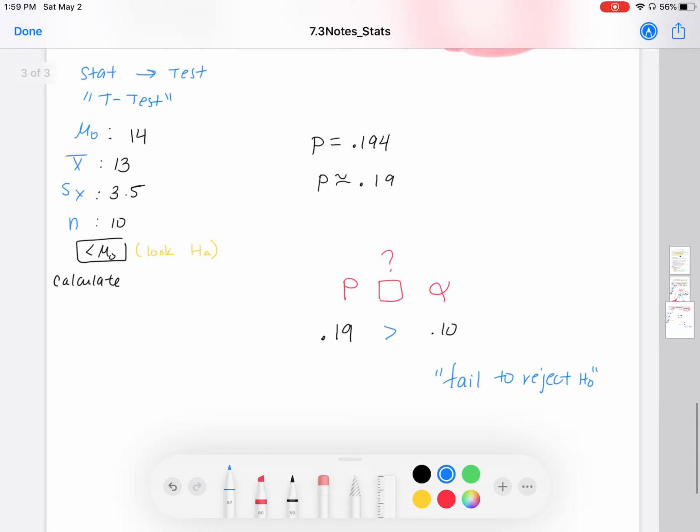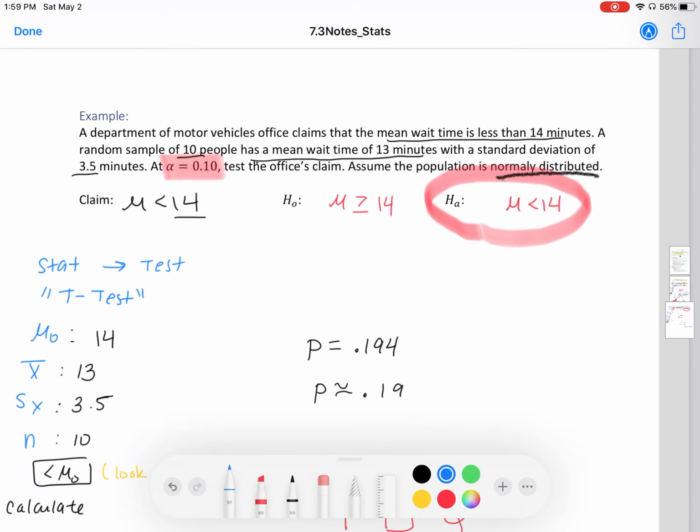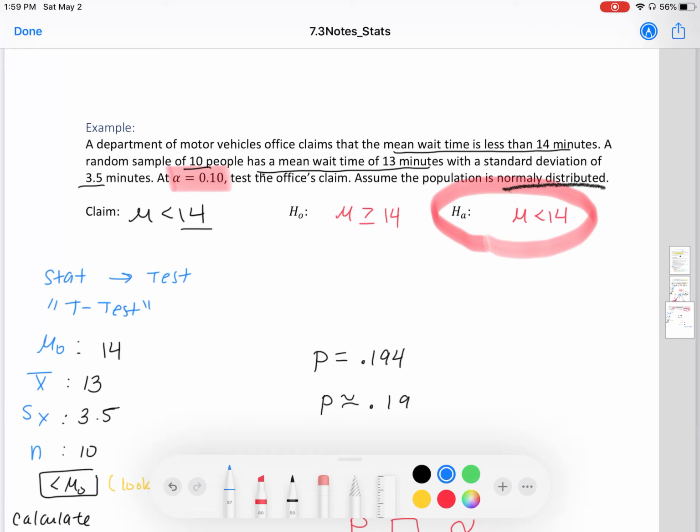All right, and that's it for this section. Now, before you're done with the problem, you of course want to interpret it using your question and the words they use.